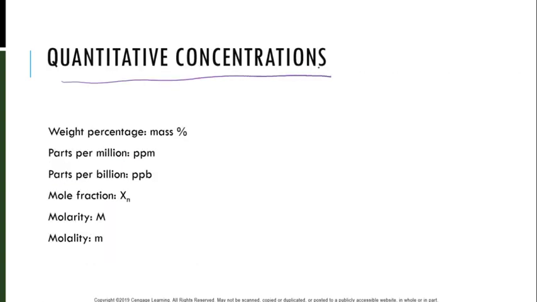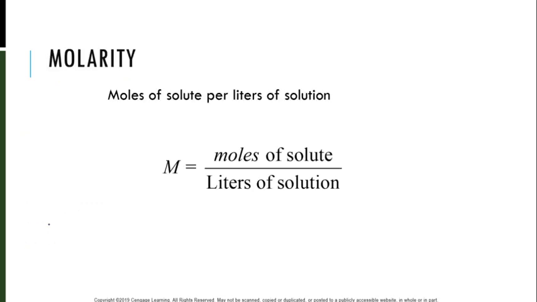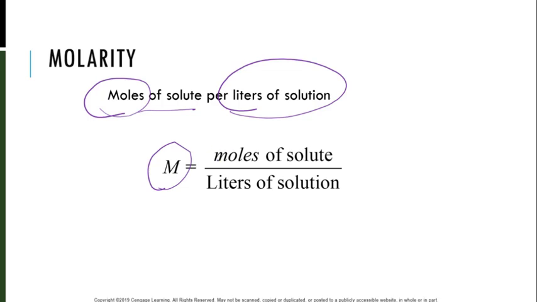Some different quantitative calculations that we'll be doing, we'll be measuring weight percent, parts per million, parts per billion, mole fractions, molarity, and molality. Let's look at molarity first. This should be review from previous chapters. Molarity is moles of solute per liters of solution. It's denoted with a capital M. Again, it's moles per liter.